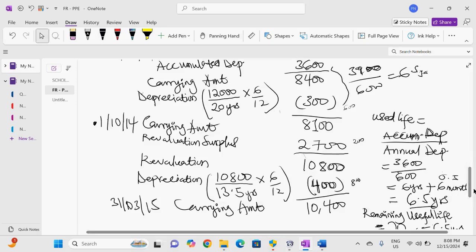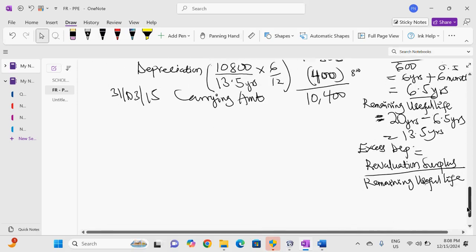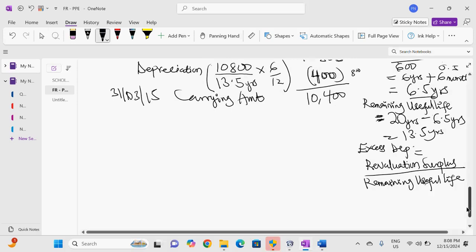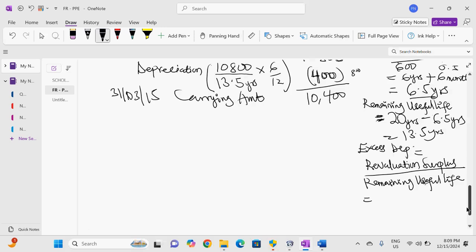The formula for excess depreciation is what I've given. So let's work with this. What is the excess depreciation? The excess depreciation is equal to revaluation surplus. What was the revaluation surplus?